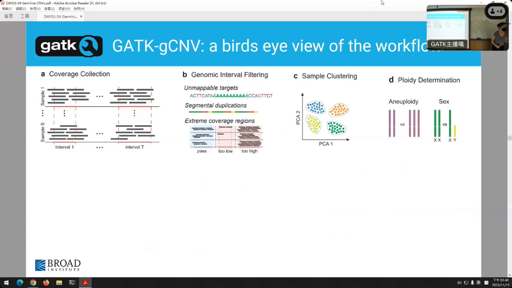So GCNV can handle mixing males and females together, because once we do ploidy determination, that serves as our baseline expectation for copy number on that chromosome for that sample. And any deviation from that baseline is what we are going to call a copy number variant.